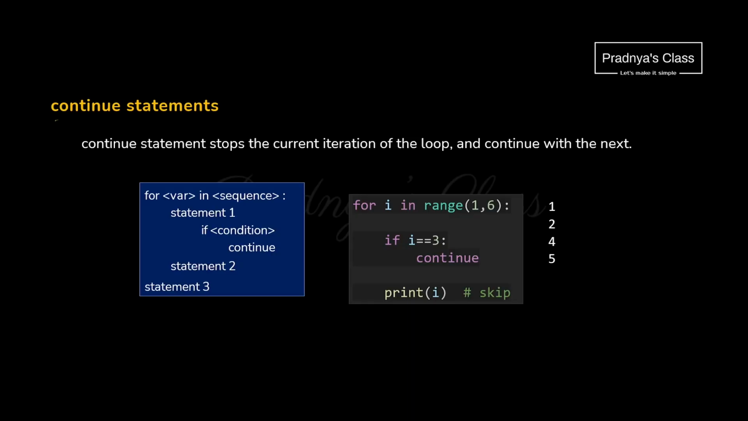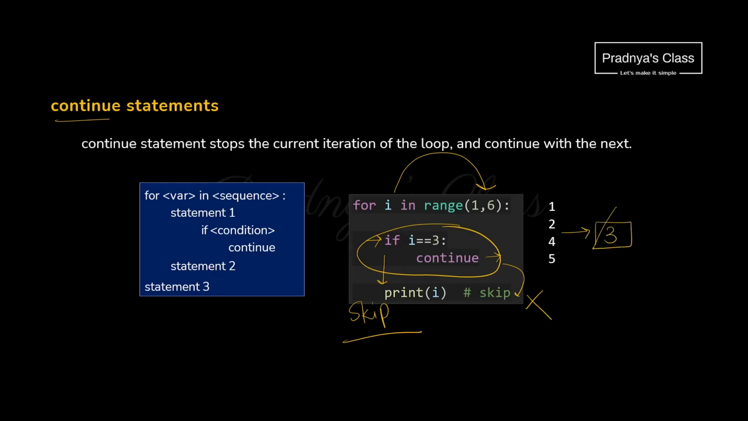Then what will continue do? Continue will stop the current iteration and it will continue from the next iteration. What does it mean? Look at this example. When the value of i is 3, we are writing continue. It means the rest of the statements will get skipped. For this specific iteration, the statements will not get executed and the loop will continue from the next iteration. That's why, look at the output. We are not getting the value 3, but 4 and 5 are getting displayed. So it stops the current iteration and continues with the next.